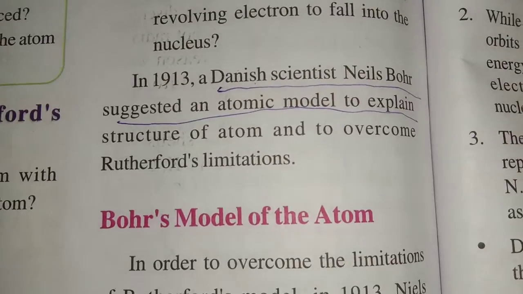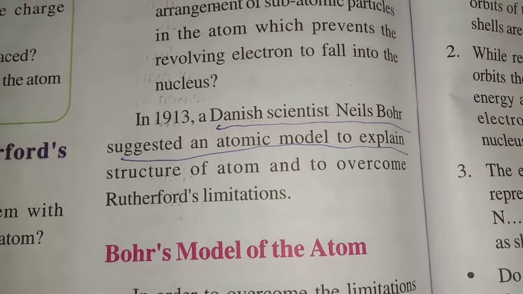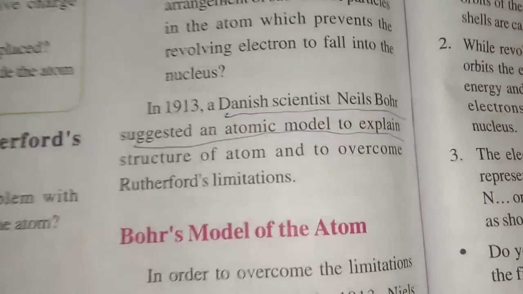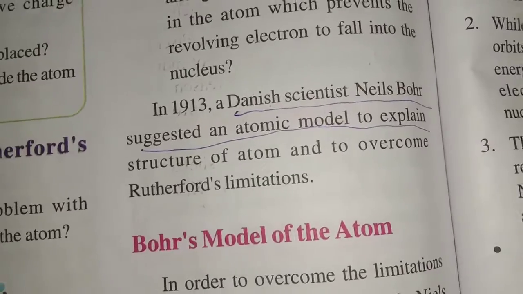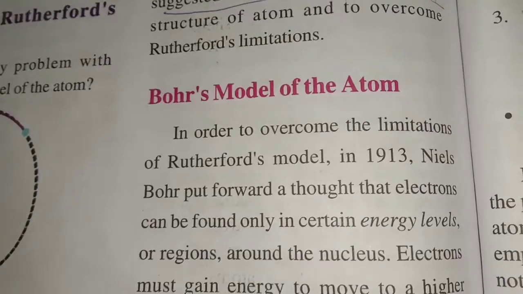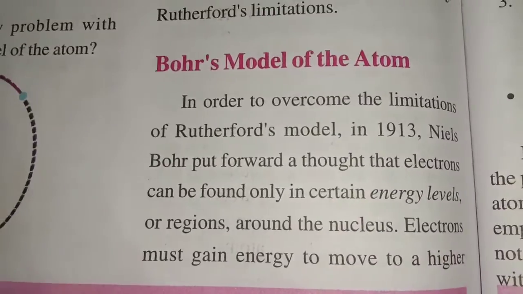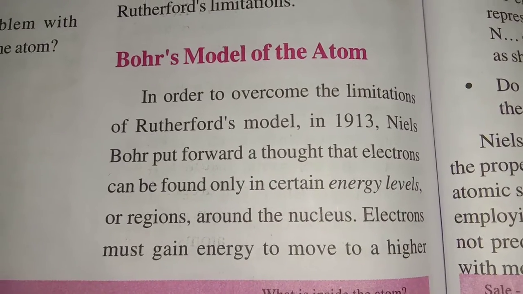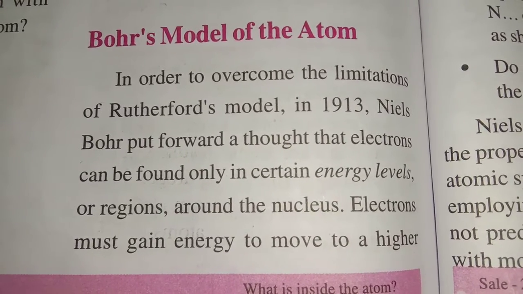Then another scientist came, Niels Bohr. In 1913, a Danish scientist, Niels Bohr, suggested an atom model to explain the structure of the atom and to overcome the limitations of Rutherford's model. Bohr's model of the atom is very, very important, children. Bohr put forward that electrons can be found only in certain energy levels or regions around the nucleus.